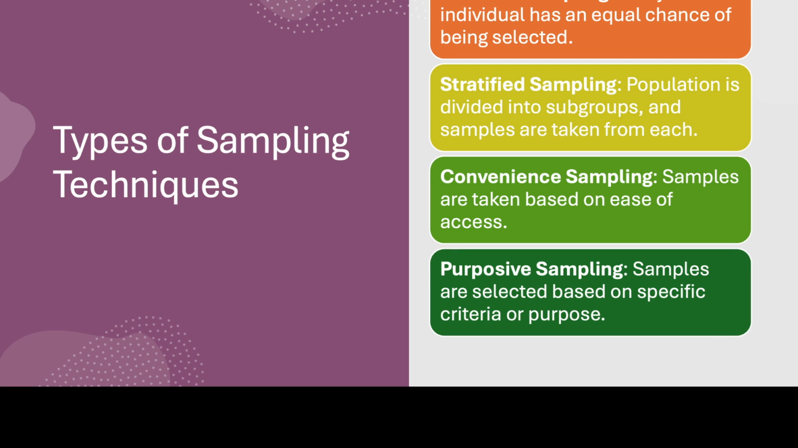So we have different types of sampling techniques. I believe that you've heard of random sampling. So every individual has an equal chance of being selected. So you're going to distribute your questionnaire to the nursing students, and everyone has a chance to answer your questions or be part of your study.